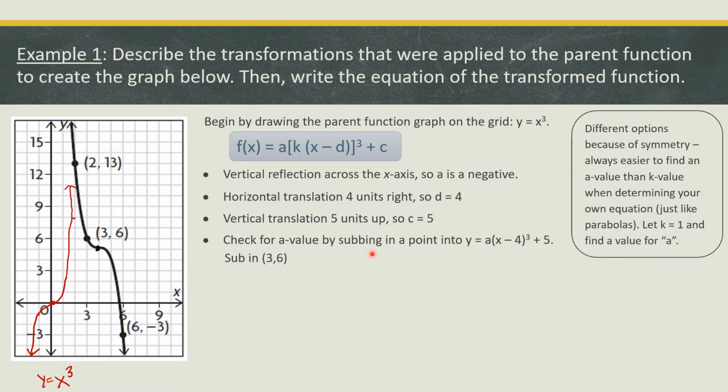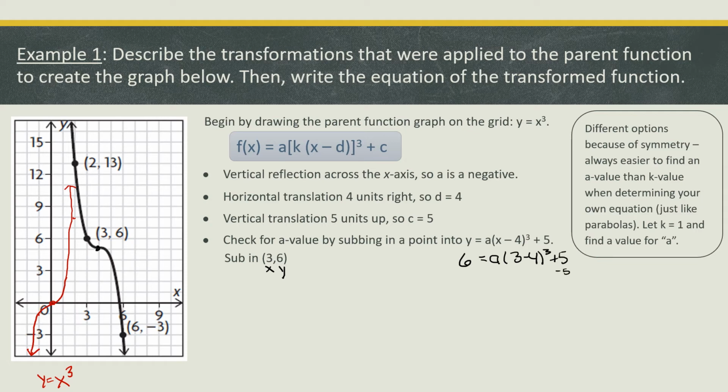We're going to check for an A value by subbing in a point. So we have all this so far. The K, remember we changed it to a 1. So we're going to sub in 3, 6. This is the X, this is the Y. I always put these in. It's very common for students to mix up where they sub numbers in. 6 equals A bracket 3 minus 4 cubed plus 5. I'm going to do a few steps in 1.